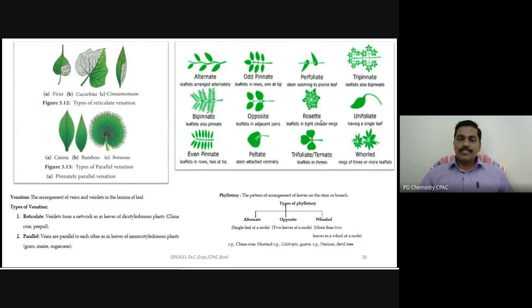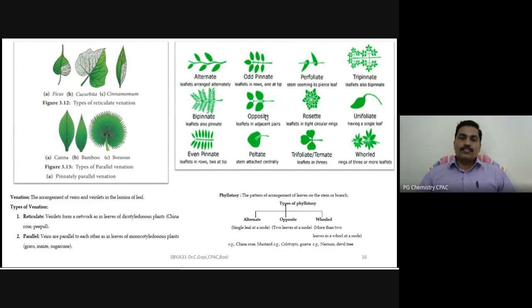When you see Acalypha indica, the arrangement of leaves is like a rosette. You can find all leaves on the top side of the plant, even young leaves at the tip and older leaves at the bottom. So one can see all leaves on top of the plant of Acalypha. That is rosette formation.